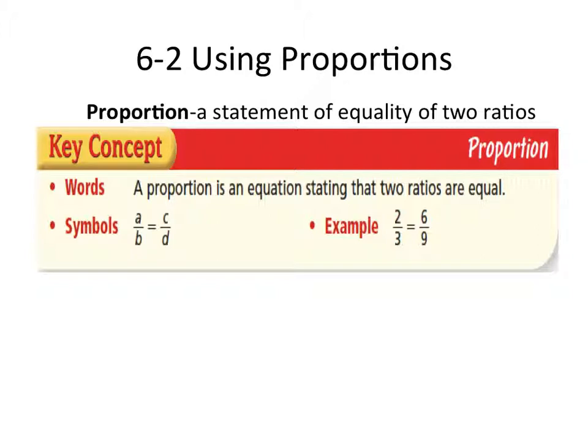What is a proportion? It's a statement of equality of two ratios. And we learned about ratios in the previous lesson. The key concept here is that we take two ratios and we set them equal to each other. In our example, 2 over 3 is equal to 6 over 9. That is a true statement. What we're going to learn now is how to check our two ratios to make sure that they are true.